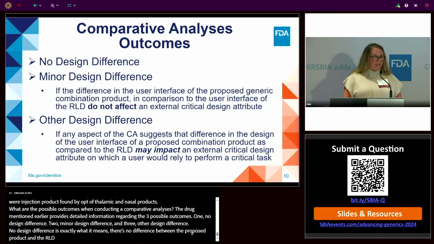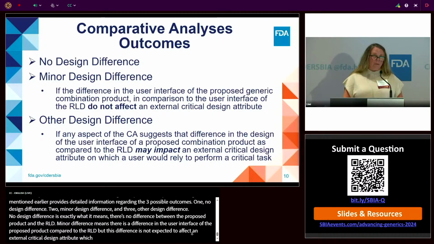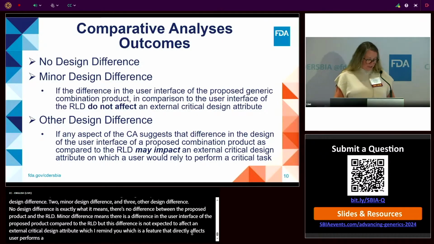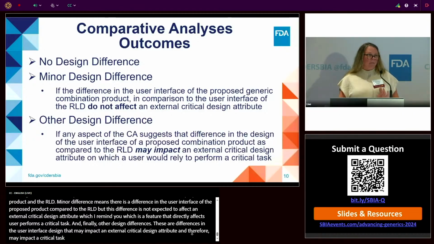Minor difference means that there is a difference in the user interface of the proposed product compared to the RLD, but this difference is not expected to affect an external critical design attribute, which I remind you is a feature that directly affects how a user performs a critical task. And finally, other design differences. These are differences in the user interface design that may impact an external critical design attribute and therefore may impact a critical task. And the important part there is that it may impact.